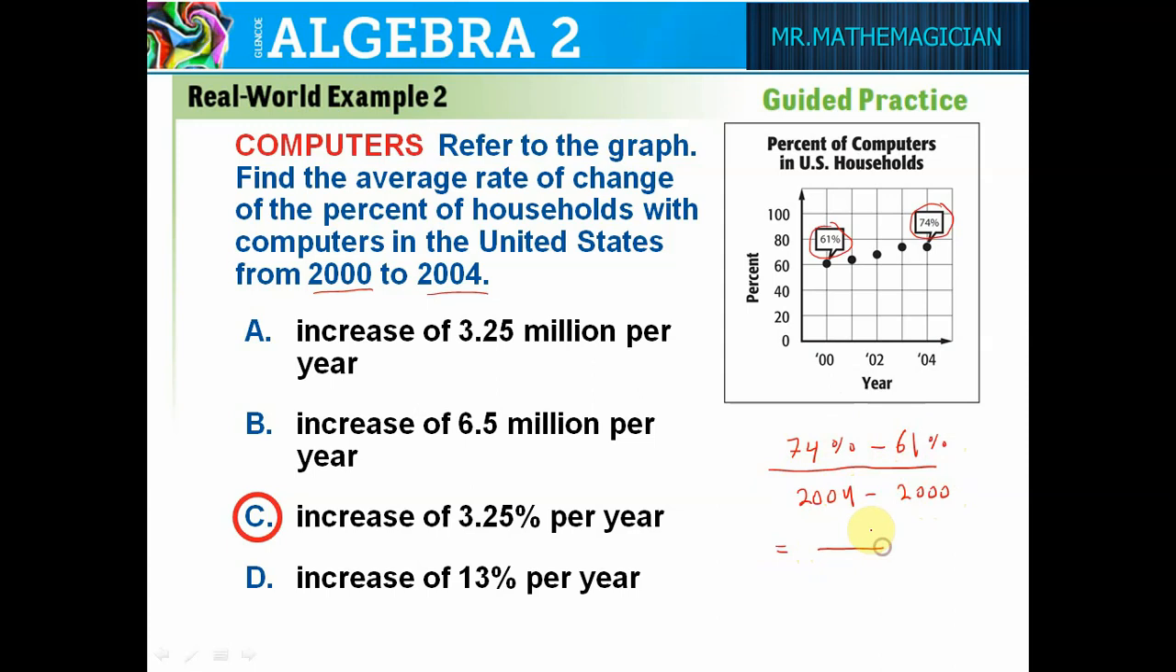So this will be 13% over 4. And we all know that 13 over 4 will give you 3.25%. So since it's positive, it's not negative, it means increase. So an increase of 3.25% per year.